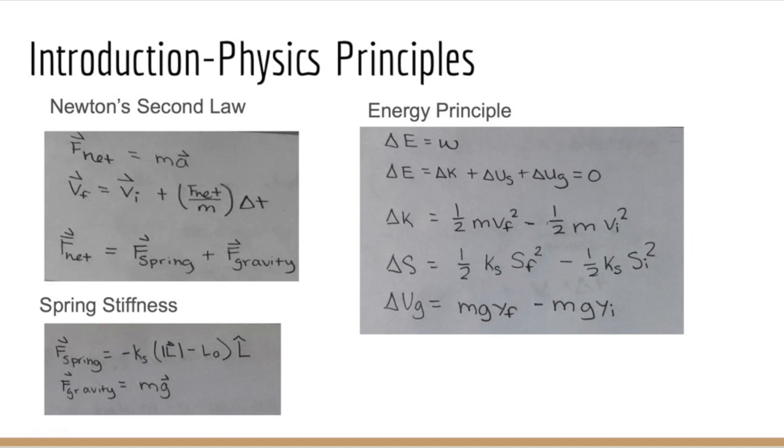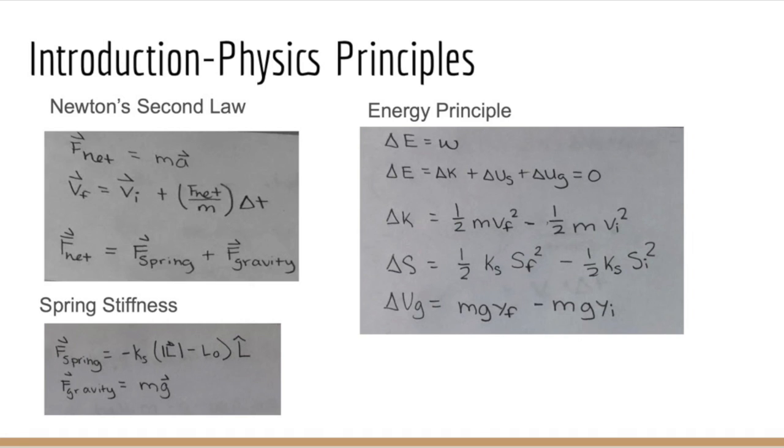In order to do these computations, we had to use Newton's second law, the energy principle, and spring stiffness. We showed that the final velocity equals the initial velocity plus the net force over mass times delta t, that the net force equals mass times acceleration, and the net force also equals the force of the spring plus the force of gravity. In addition, we use spring stiffness in Hooke's law, which is the force of the spring equals negative k sub s times the magnitude of L minus L naught times L hat, and the force of gravity equals mass times the gravitational constant.